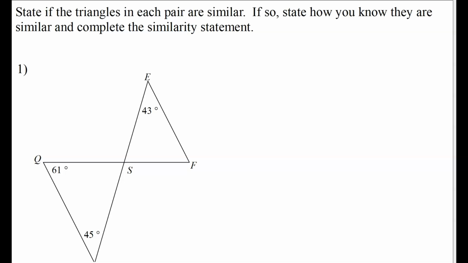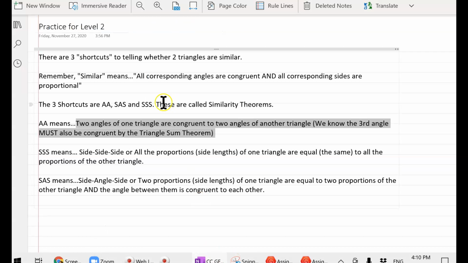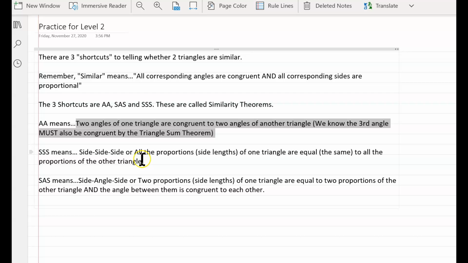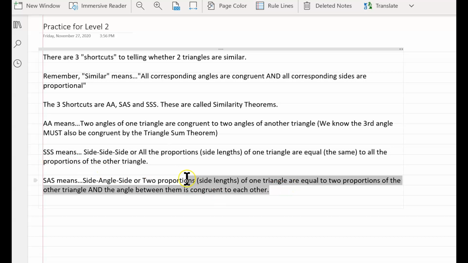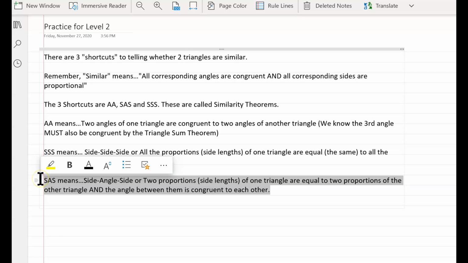Those are AA. The harder ones, you're going to have to show 2 sides and the angle in between them, or 3 sides. So for instance, over here, the next one is SSS. We're going to have to look at 3 proportions and make sure that all those 3 proportions are the same. I'm going to skip that one for right now because that's a lot more work than this one, where we only have to show 2 sides are proportional.